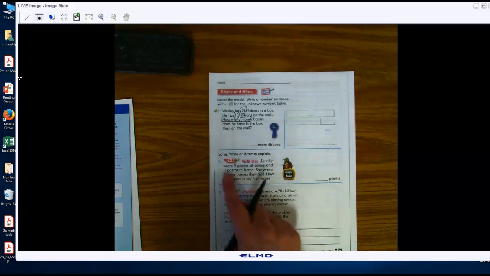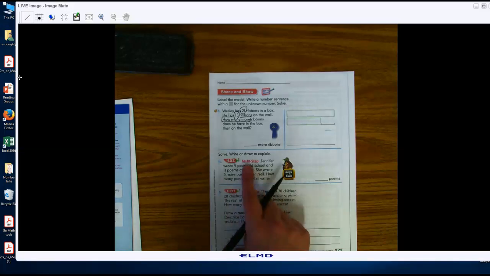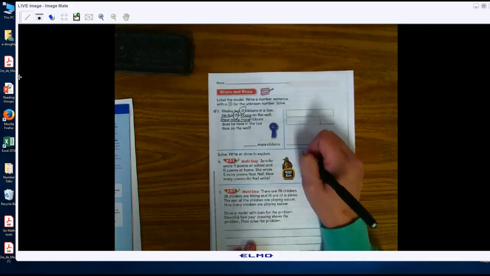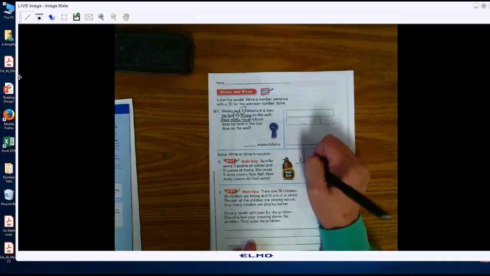All right, Jennifer wrote 9 poems at school and 11 poems at home. She wrote 5 more poems than Nell. How many poems did Nell write? Well, this is a multi-step, so we got to figure out how many she wrote first. Okay, so 11 plus 9. So 9 at school and 11 at home. So I'm going to add those.